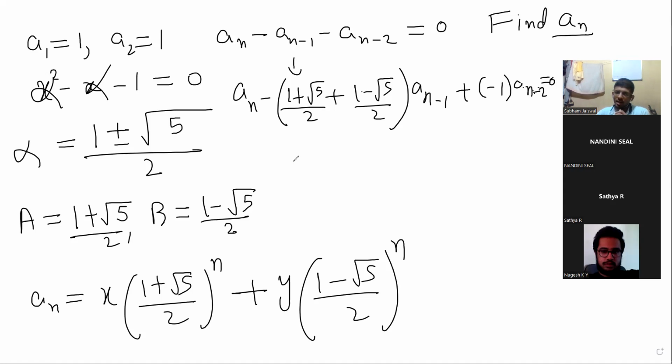So how do you find the x and the y? That should be simple. To find the x and y, just plug in values for A1 and A2, and you form 2 equations. So A1 is 1, and so what is the equation we get? What's the first equation? x times 1 plus root 5 over 2 to the power of 1, right? And same for y.